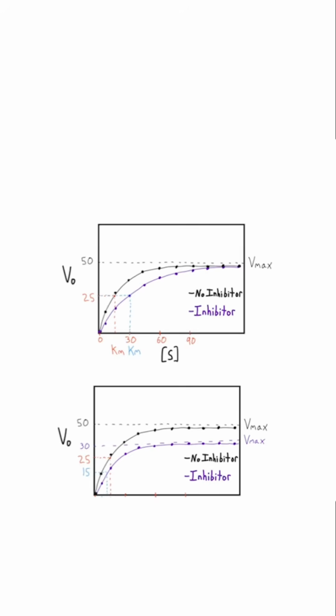First, we have competitive inhibition, and your graph is going to look like this. The Vmax, whether you're looking at the inhibitor line or the no inhibitor line, can still be achieved either way. So Vmax is unchanged for competitive inhibition.